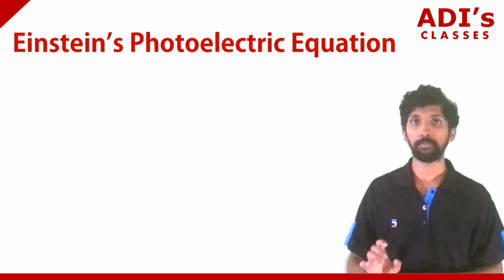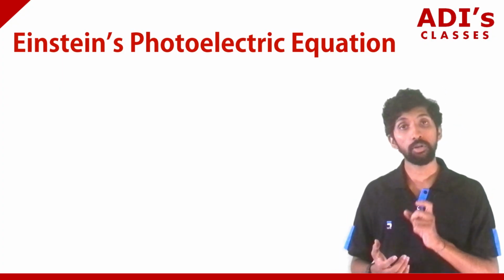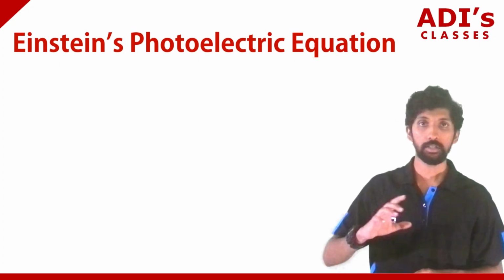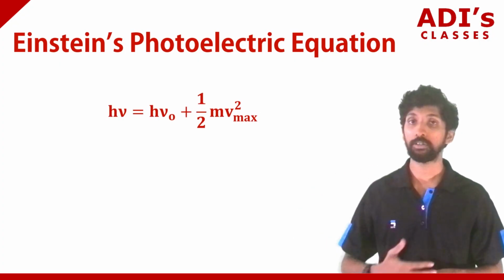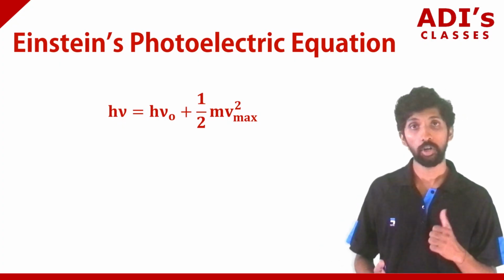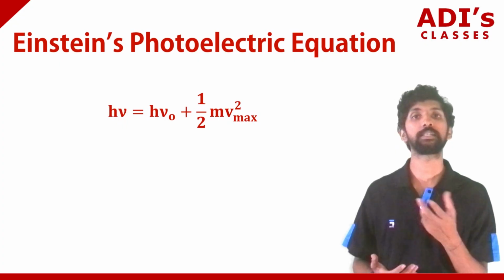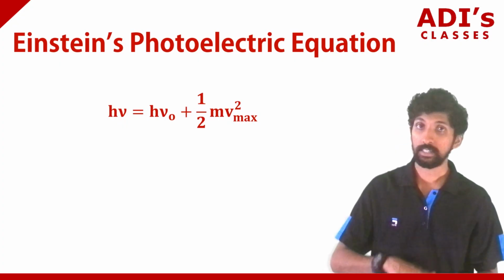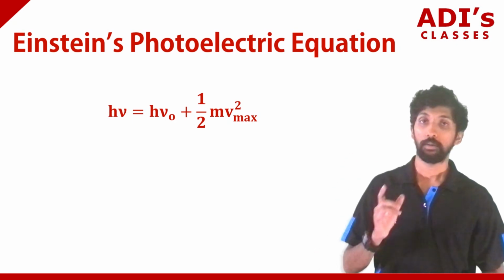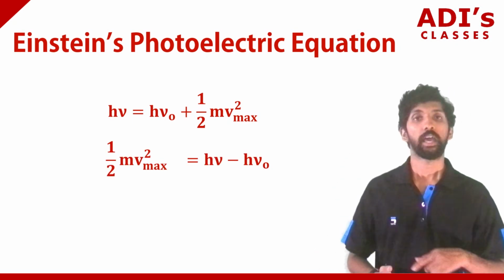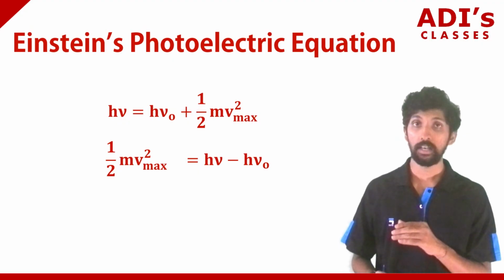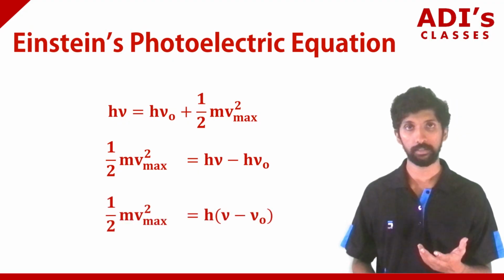So, this could explain how the threshold frequency is applicable for every metal, because previously when they found out the energy of the photon, it was E is equal to h nu. That could not explain why the threshold frequency exists, but Einstein's equation, h nu is equal to h nu naught plus half m v square max, explains how the threshold frequency exists for every metal and how it changes for each and every metal.